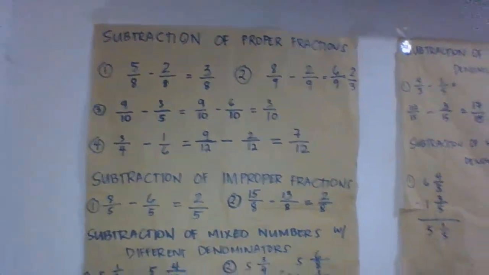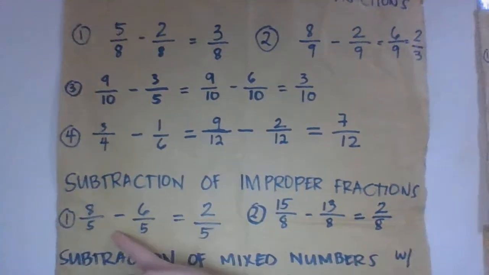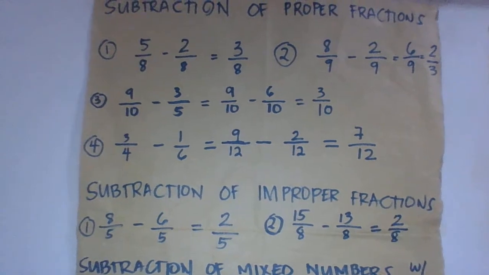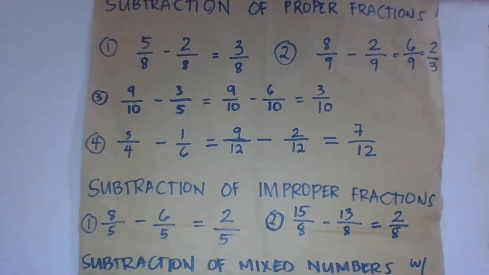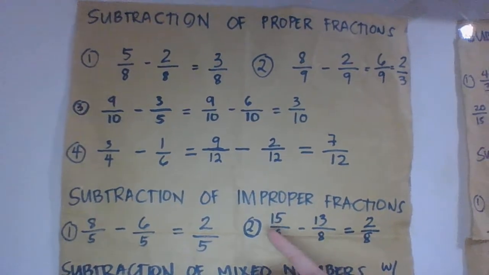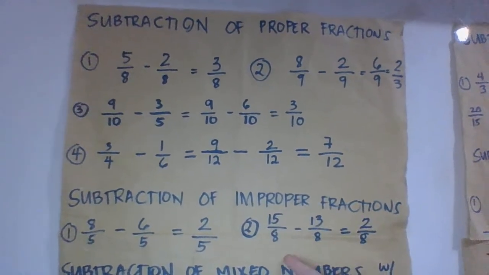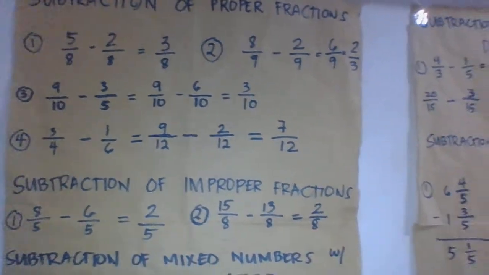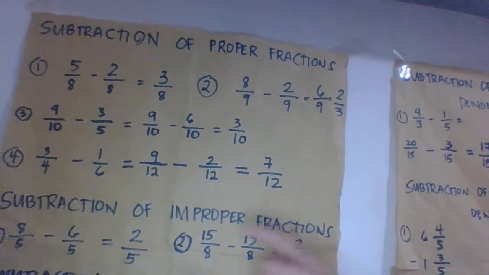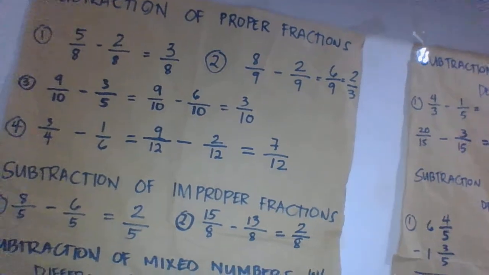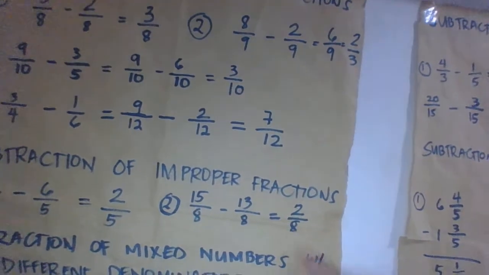Next is subtraction of improper fraction. Since we already have the same denominators, we can already subtract. 8 minus 6 equals 2 and we can copy the denominator. Next, number 2. 15 over 8 minus 13 over 8. They are the same denominator, so we can subtract already. 15 minus 13 equals 2 over 8, so we can copy the denominators here.